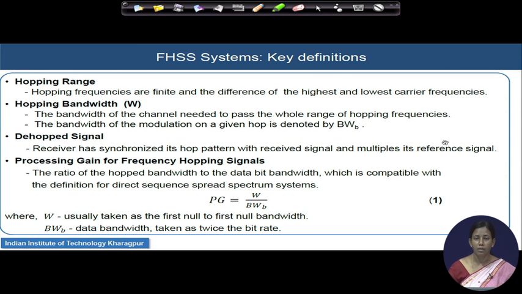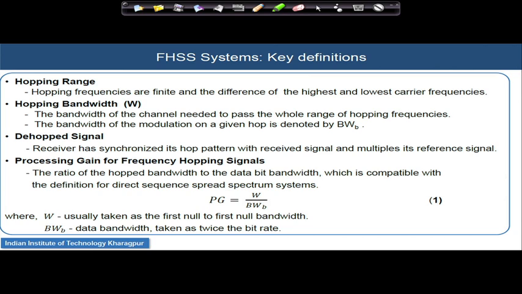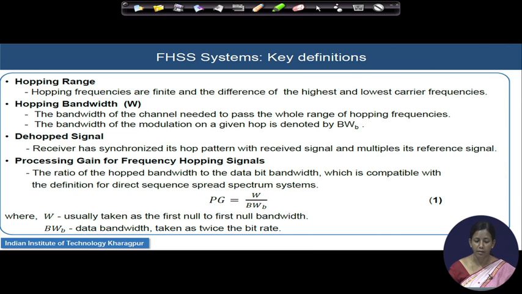Before entering into the system design, the typical transmitter receiver design, and seeing the block diagram of the transceiver for FHSS, let us understand some of the terms. Number one is the hopping range. It is a very important term. Usually, the hopping frequency range signifies the difference of the lowest and the highest carrier frequencies getting utilized in the system. The hopping bandwidth correspondingly signifies the channel bandwidth that is needed to pass this whole range of hopping frequencies.